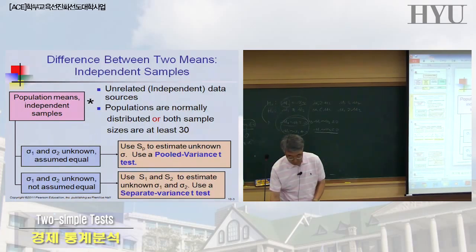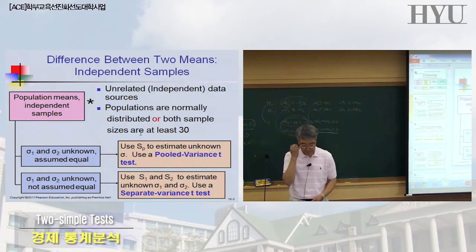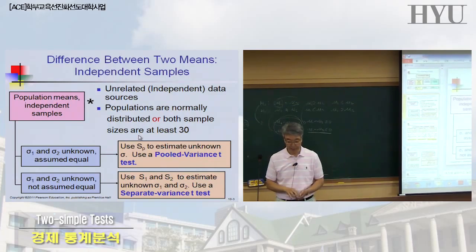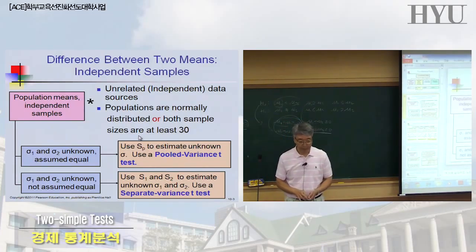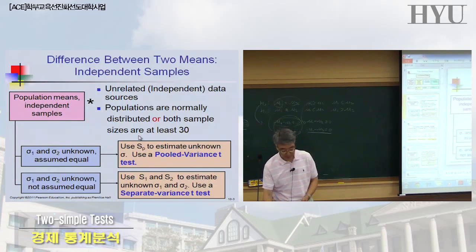So here our underlying assumptions are, first of all, two samples are selected from separate or unrelated sources, unrelated populations. Okay? And another assumption we have to have, because we are running a t-test, okay? You have to either assume that the populations are normally distributed, or you can have a sample size of at least 30, right? Because then you can apply CLT, central limit theorem, okay? All right.